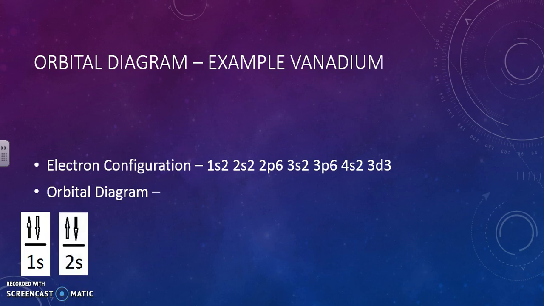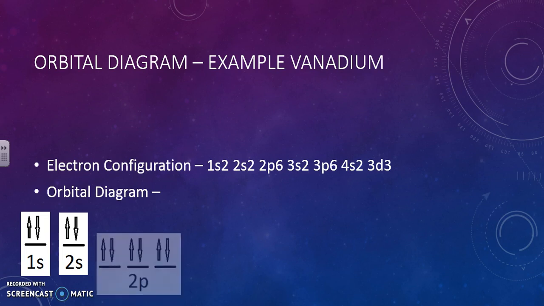2p6. So the P system has 3 shapes. That means 3 horizontal lines, or places, or orbitals, where these electrons can fill. You're going to label all of those lines as 2p. 6 electrons go inside, 2 electrons per line, one up and one down per line.